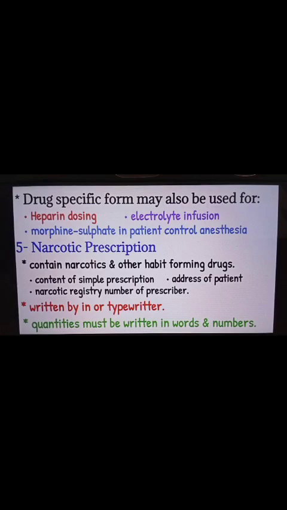Content of a simple prescription: narcotic register number of prescriber, address of patient. Written by typewriter. Quantity must be written in words and numbers.